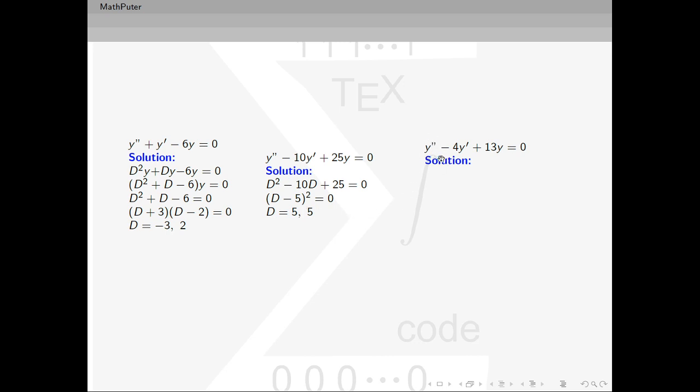This equation, it is D squared minus 4D plus 13 equal to 0. This is the auxiliary equation of this differential equation. Okay, how do you factorize this?